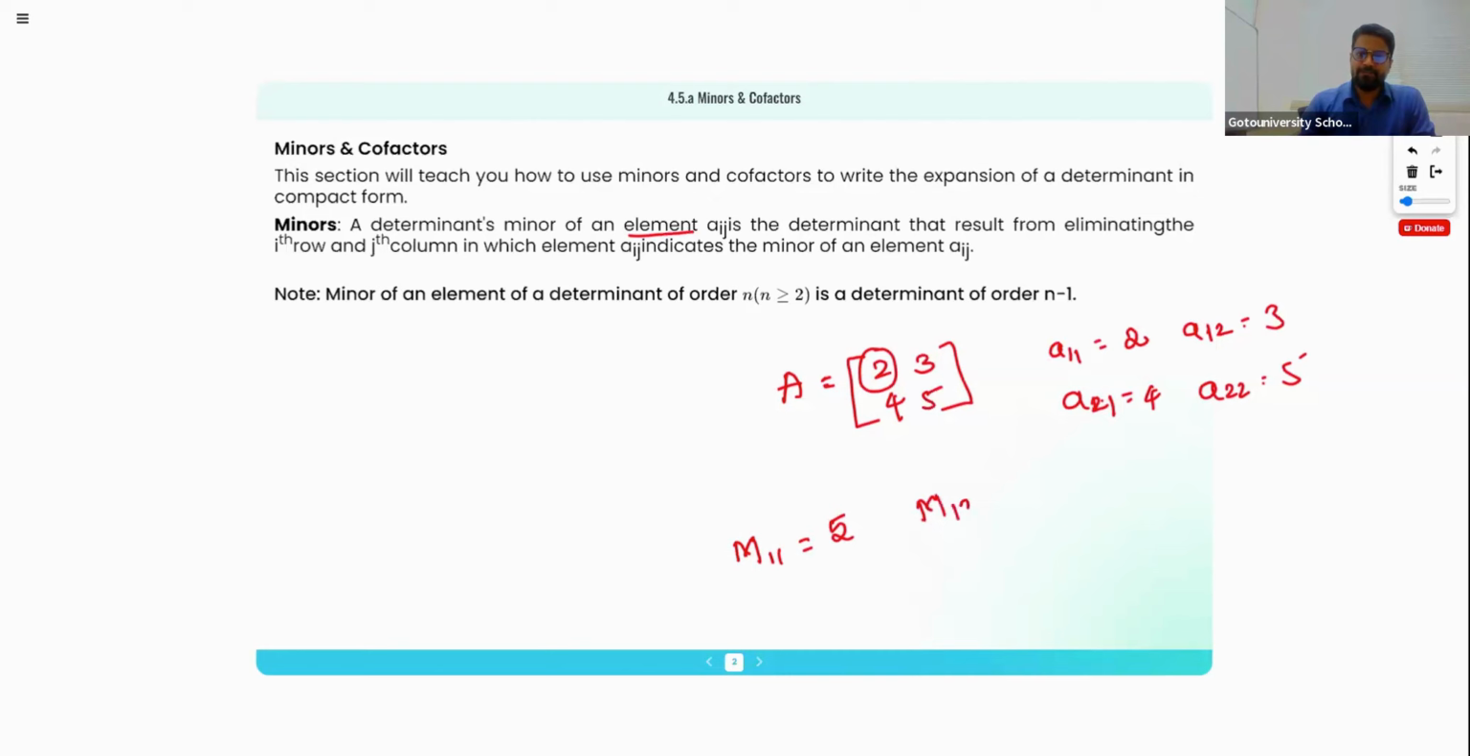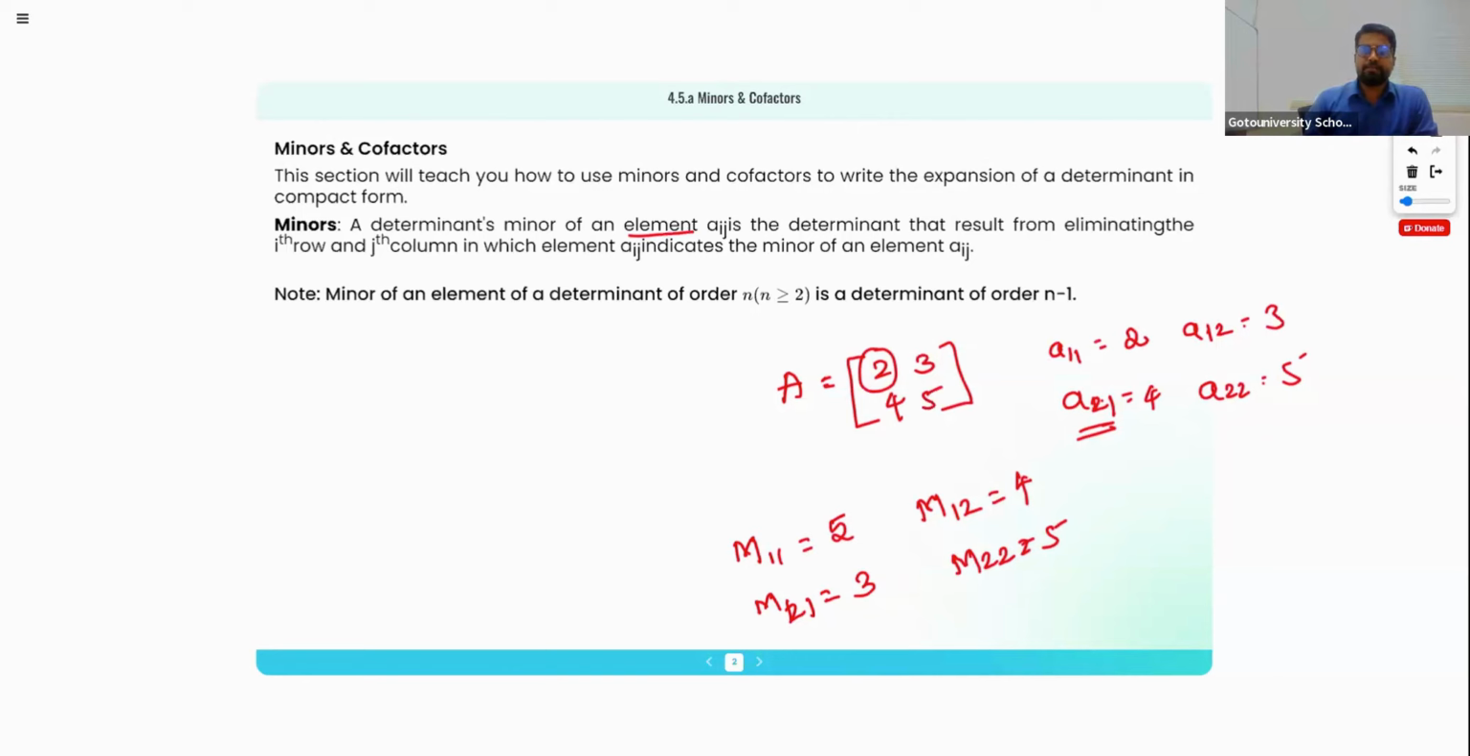So can you tell me what is M12 then? For a 2 cross 2 matrix, it's very simple. You just have to remove the row and the column. There's only one element left again, that is M12. Similarly, what is the minor of A21, which is 4? I'm going to eliminate the first column and the second row, that is 3. And M22 is actually 5. Right? So this is what minor is all about.